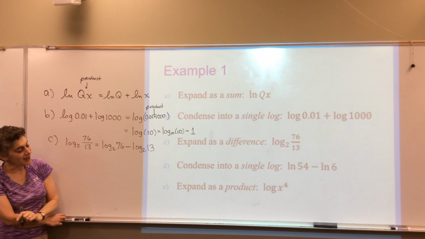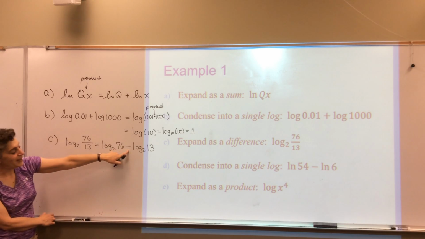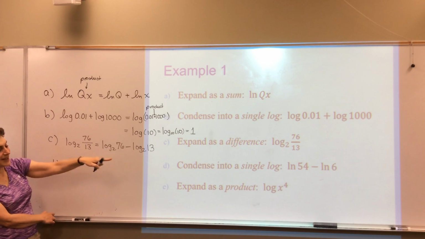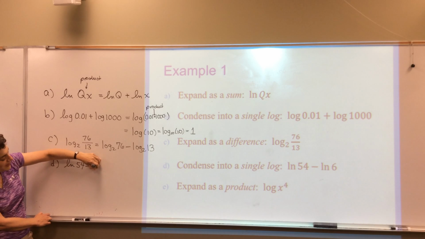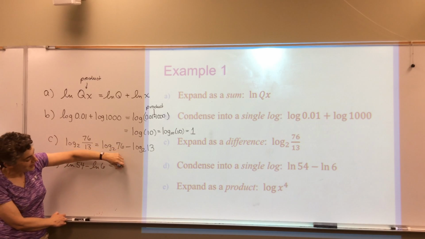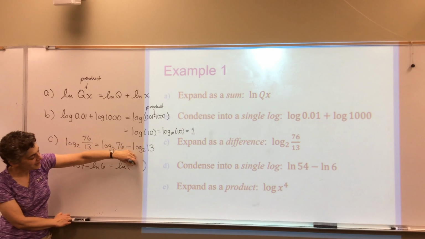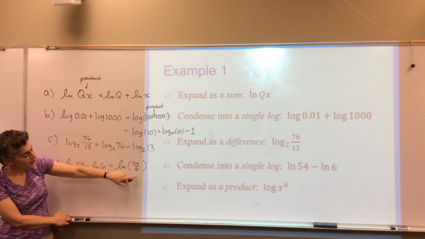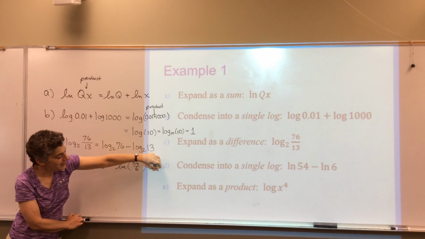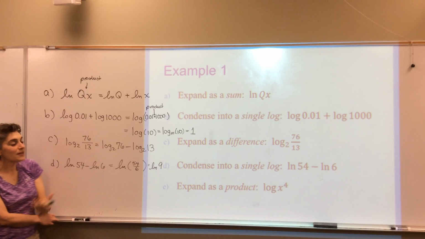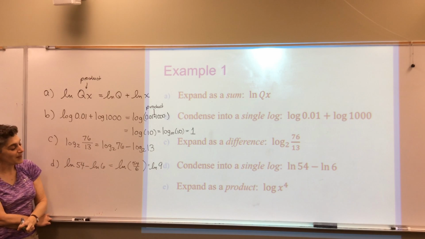For part D, when we condense, we are taking a subtraction and turning it back into a quotient, except in this case it's two natural logarithms being subtracted, and that makes one single natural logarithm of the quotient 54 over 6. 54 over 6 is the same as 9, so you could write natural log of 9 and then stop there, or if you want a decimal answer, you could put that in your calculator.